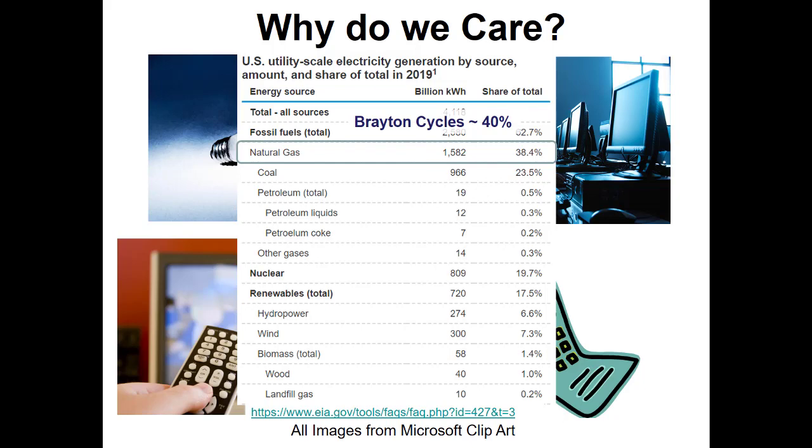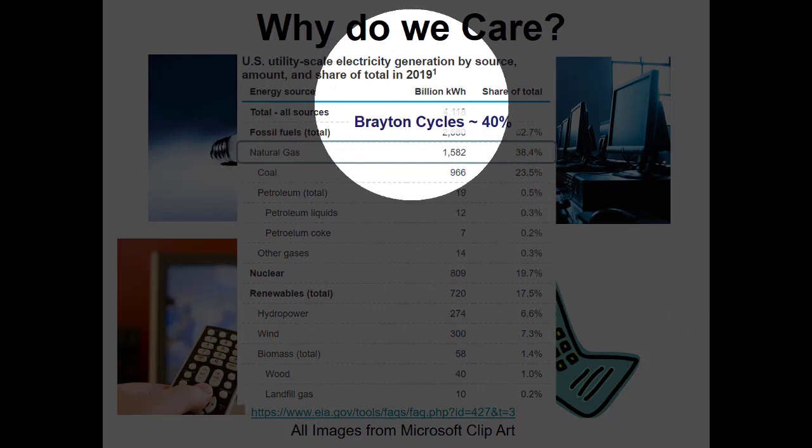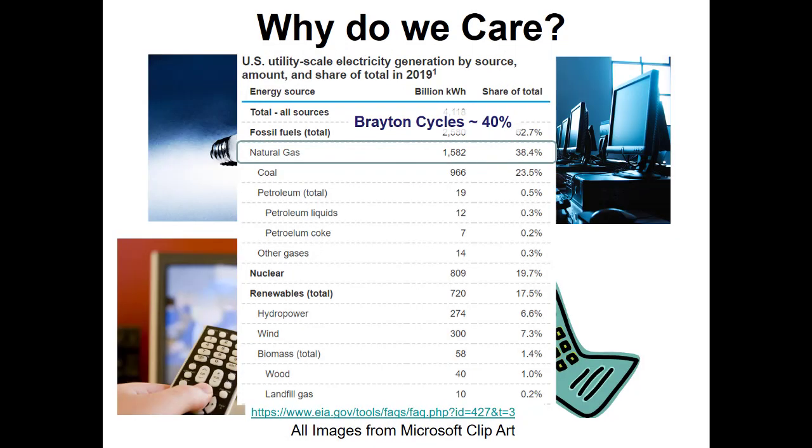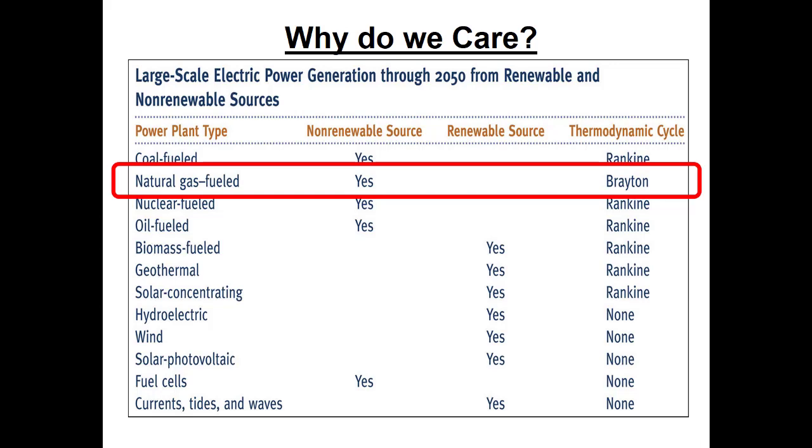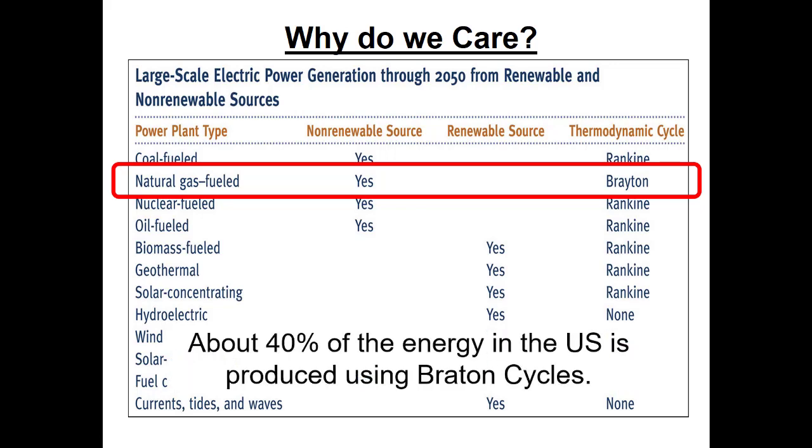Again, the data here comes from the government, and it's for 2019. So just about 40% of our power comes from these natural gas power plants, right? And this is one of the big reasons why the US is becoming sort of self-sufficient in terms of energy production. So this table is from our textbook. It lists different types of power plants and the thermodynamic cycles that they run on. Here we can see that these natural gas-powered power plants run on Brayton cycles. So this is why Brayton cycles are important to us and why I think it's useful for us as mechanical engineers to study how these things work. And again, about 40% of power currently generated in the United States comes from these Brayton cycles.